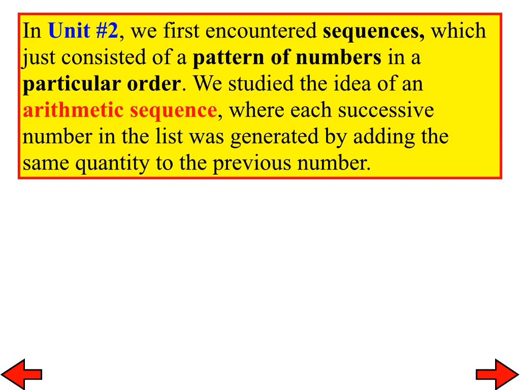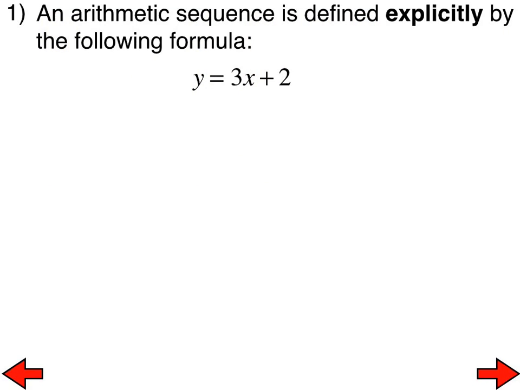Like I just mentioned, in Unit 2, we first encountered sequences, which just consisted of a pattern of numbers in a particular order. We studied the idea of an arithmetic sequence, where each successive number in the list was generated by adding the same quantity to the previous number. In other words, it's a number pattern where you're adding on the same number each time. And so just to quickly refresh your memory, here's number one.